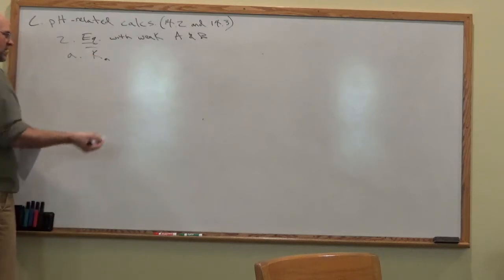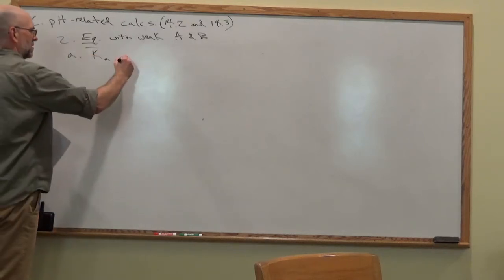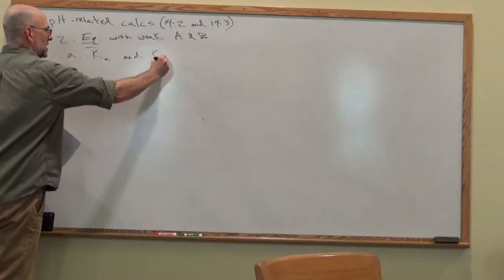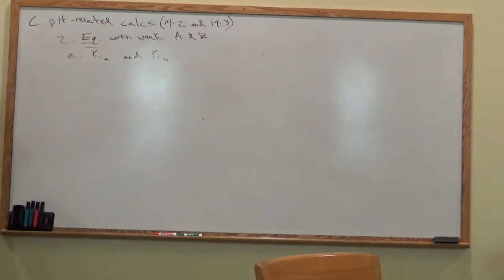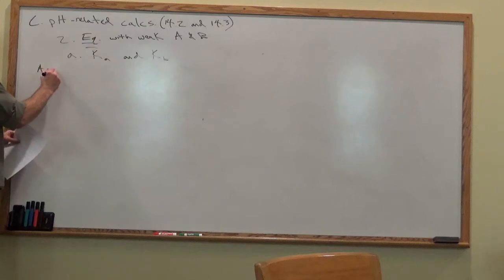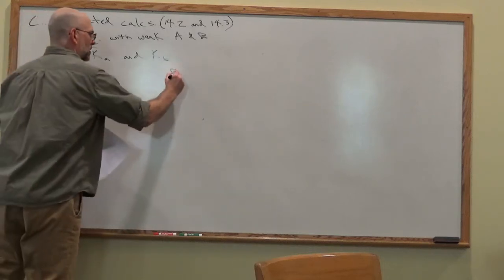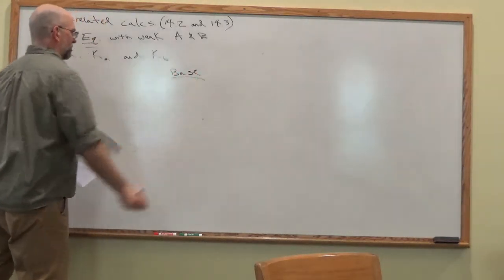Ka is the equilibrium constant for an acid. Kb is the equilibrium constant for a base. And they're both really, really small because we're talking about weak acids and weak bases. I think we can whip through this.